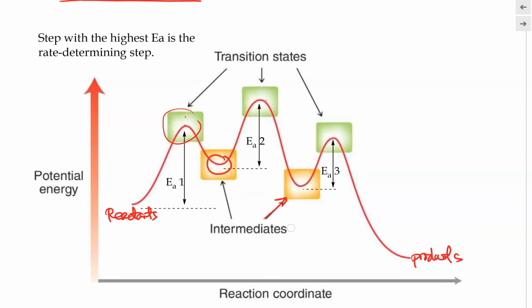And the step with the highest activation energy would then be the rate determinant step. In the course of this reaction, based on this energy diagram, this is a 3-step reaction. How do we know this is a 3-step reaction? The answer is because there are 3 activation energies that we're observing right here. Each of these activation energies refers to 1 step. So we can think of the number of activation energies as the number of steps, and for each step, there will be a transition state. In this case, there are 3 transition states.